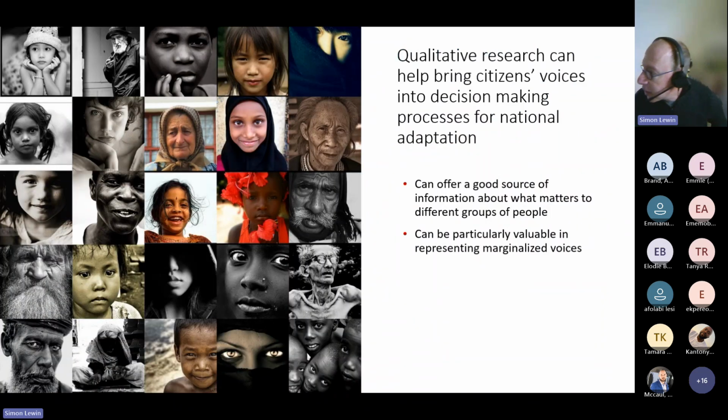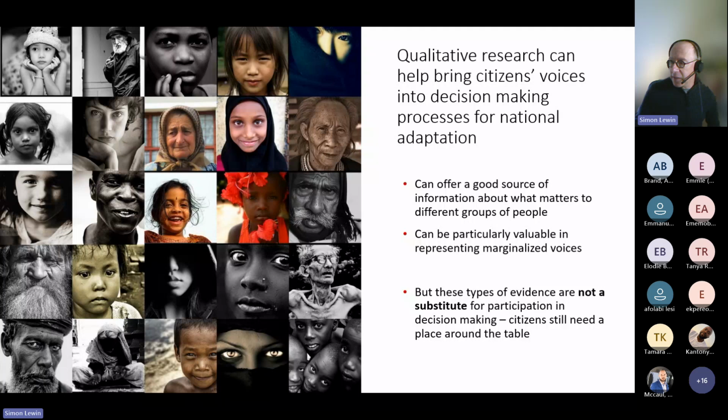So to finish, what I've tried to show here is that qualitative research can help to bring a range of voices into decision-making for national adaptation. It can offer a good source of information about what matters to different groups of people and can be particularly valuable in representing marginalized voices that might not be part of guideline development groups. But of course, these types of evidence are not a substitute for participation in decision making. We still need to try and ensure that citizens and other affected groups have a place around the table during guideline development.